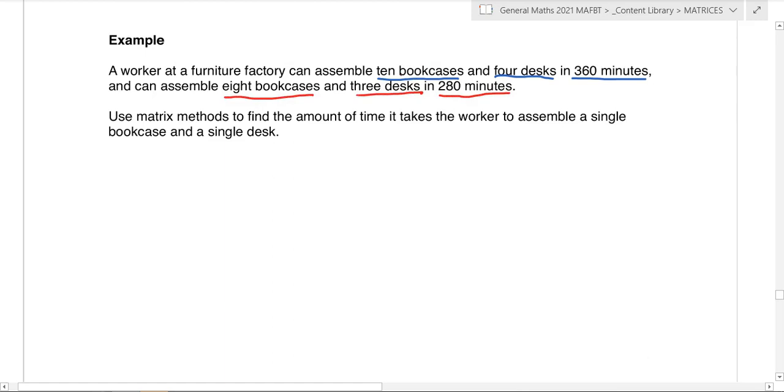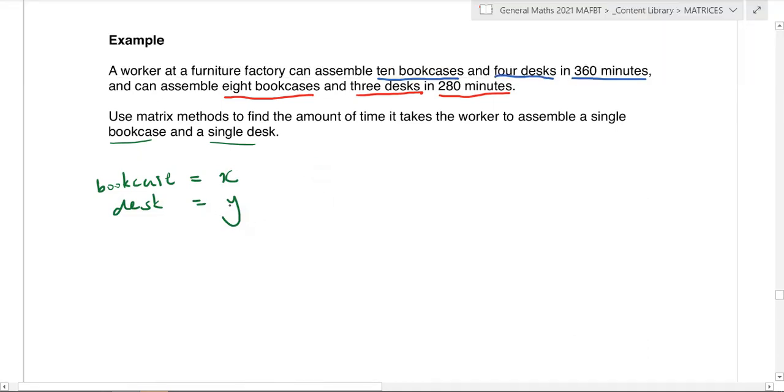Okay. Use matrix methods to find the amount of time it takes for the worker to assemble a single bookcase and a single desk. All right, so first things first. Okay, bookcases and desks. So obviously the variables here are bookcases and desks, because that's what we're trying to find. Yeah, bookcase, desk. But let's change them into x and y so that it's not confusing. So bookcase, I'm going to use x for that. And then desk, I'm going to use y.